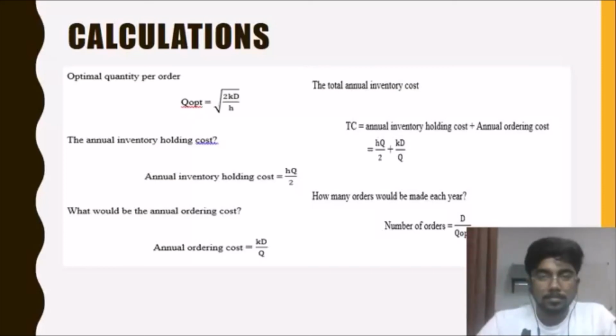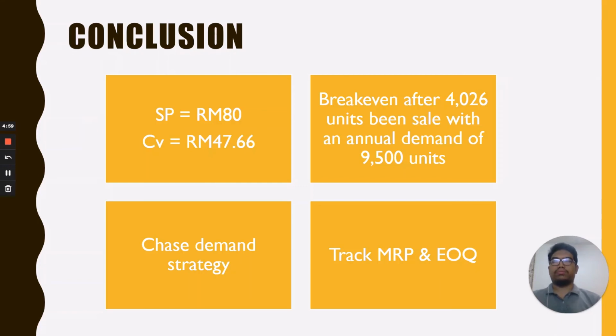As a conclusion, with a 40% gross margin, we are able to achieve a selling price of 80 ringgit with a variable cost of 47 ringgit and 66 cents. With these numbers, the break-even for the speakers is 4,026 units, against sales with an annual demand of 9,400 units.